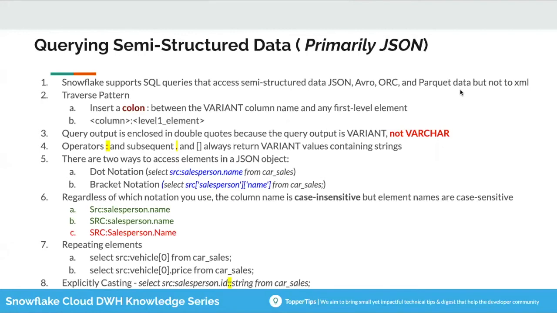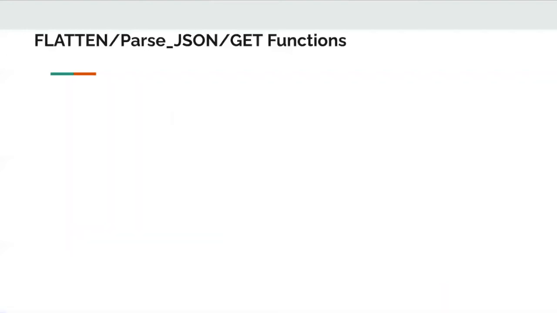Now, the last point is explicit casting. You can always explicitly cast particular values through the double colon. So double colon is an alias for cast. Now, these functions are very important: flatten, parse JSON, and get. You may get at least one question from flatten for very sure. I'm not very confident if they ask a question from parse JSON or get, but flatten would certainly be asked in some form or other.